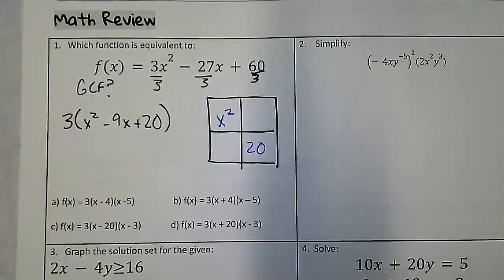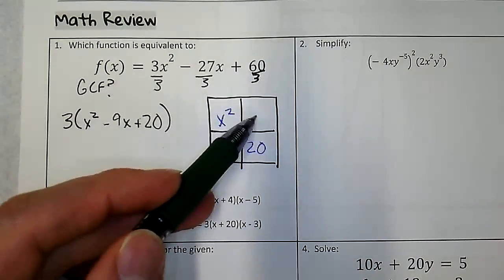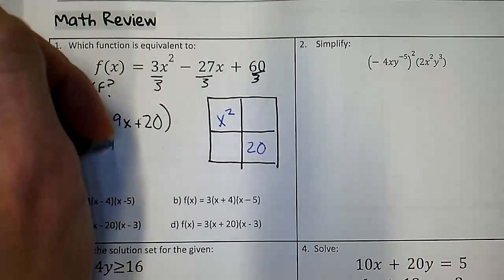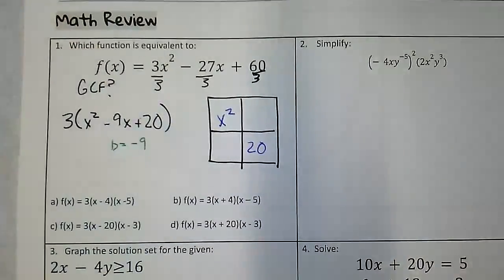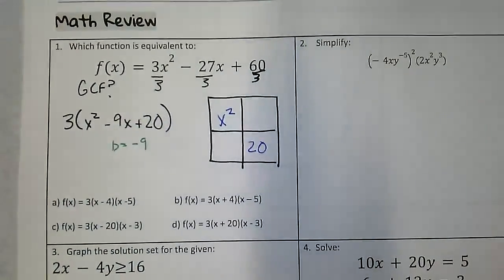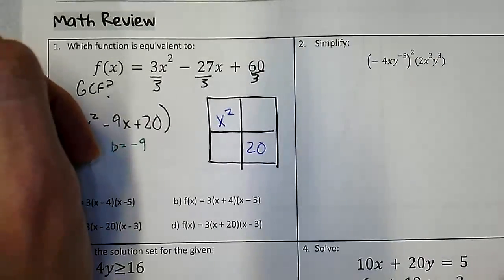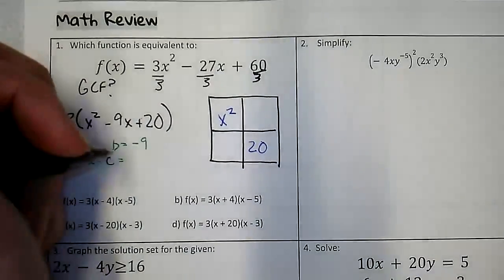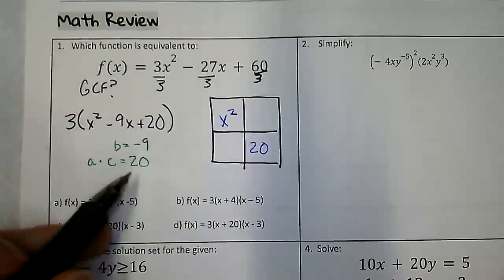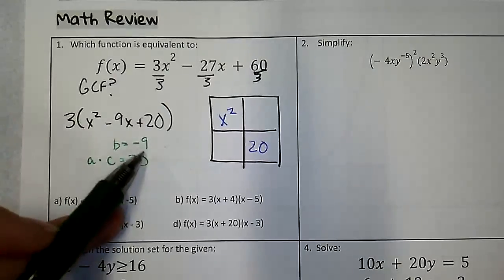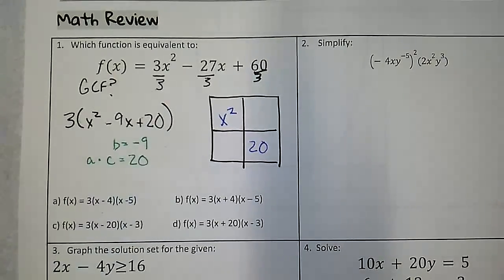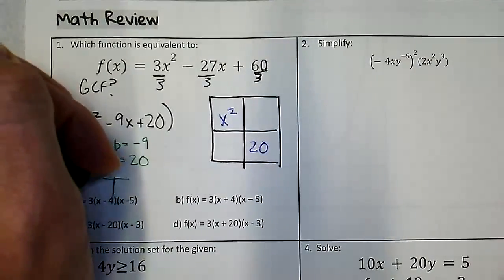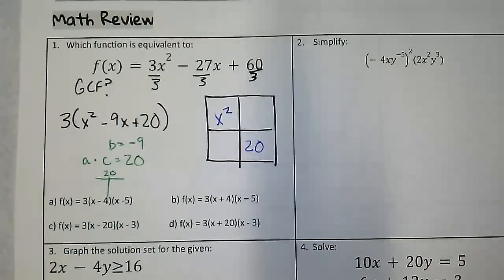To fill out the rest of the box, I know that those two boxes combine to negative 9x. So I know I need two numbers that add to negative 9. Now, what two numbers do I use? Because a lot of numbers add to negative 9. The other rule that helps us narrow it down is the two numbers also need to multiply to give us a times c, which is 20. So two numbers that when I multiply, I get 20, and when I add, I get negative 9. So you got to think about that for a second. Two numbers that multiply to 20 and add to negative 9.